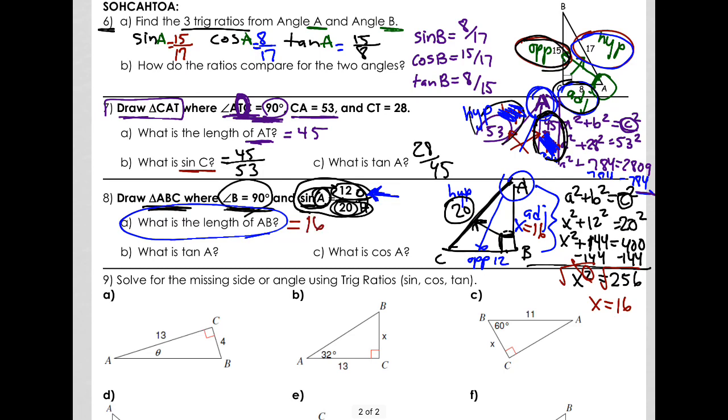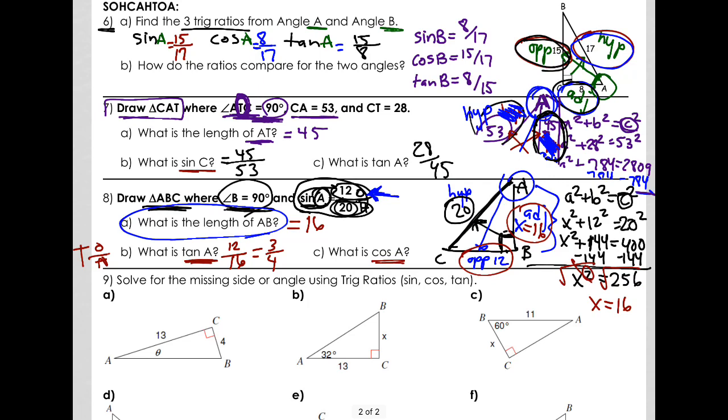And now, just like the problem before, we can go ahead and find the tangent, cosine, sine of either of the acute angles. We have it already labeled for a, which is good. So now remember, tangent is opposite over adjacent. So I need the opposite, which is 12, over the adjacent, which is 16. That does simplify. So remember to simplify if it does, to 3/4.